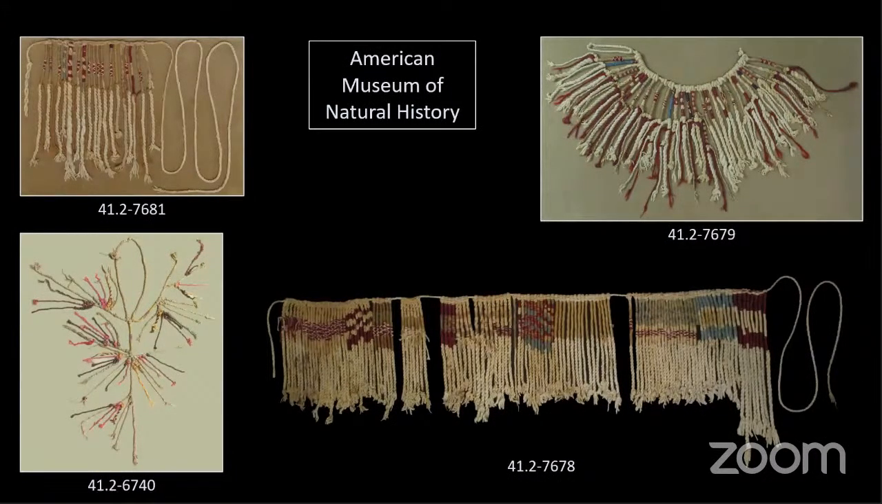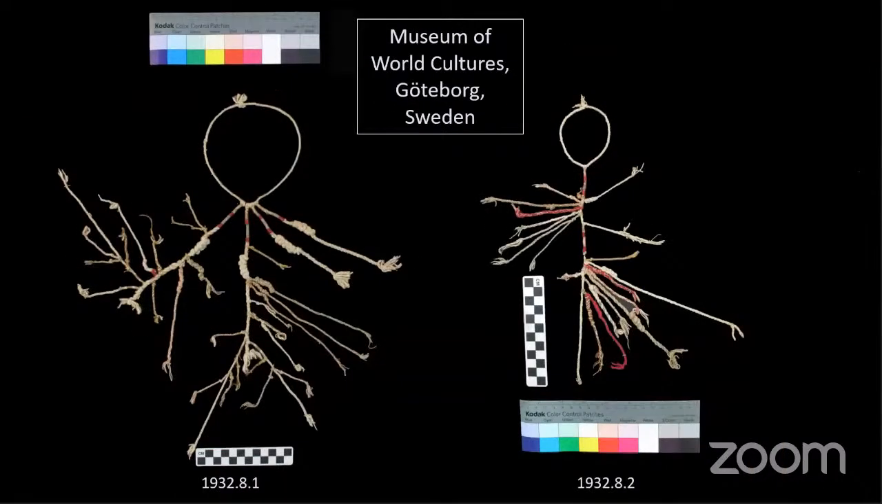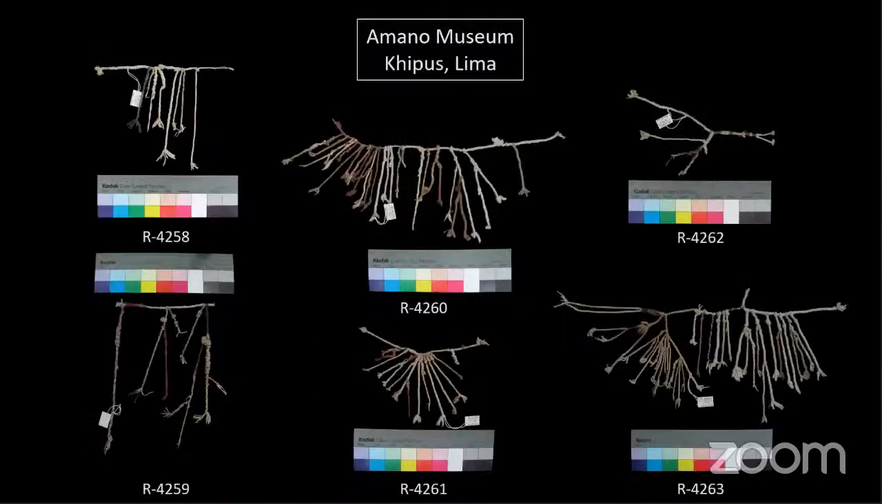All other Wari Khipus lack provenance. They include four in the American Museum of Natural History in New York, shown here, three in the collections of the Dumbarton Oaks Museum in Washington, D.C., two in the Museum of World Cultures in Gothenburg, Sweden, one in the Fundación Temple Radicati at the Universidad Nacional Mayor de San Marcos in Lima, and six in the Amano Museum in Lima. These are six other Khipus. Remember, Amano also has one of the only collections of provenance Khipus.